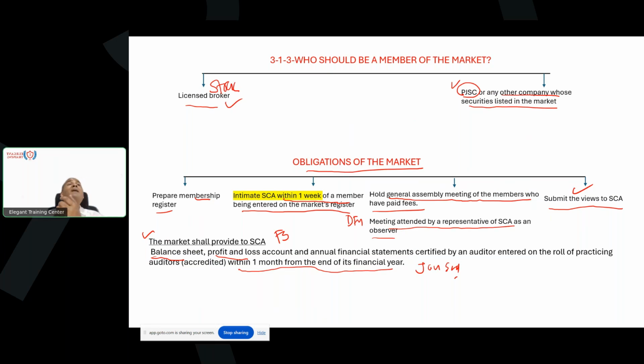Then coming financials. So financials of the market must be submitted within how long? Within 1 month from the end of the fiscal year. So generally the year is Jan to December, which is a financial year, calendar year. By January, it must be submitted. Clear, all of you? Yes. Good. Next.